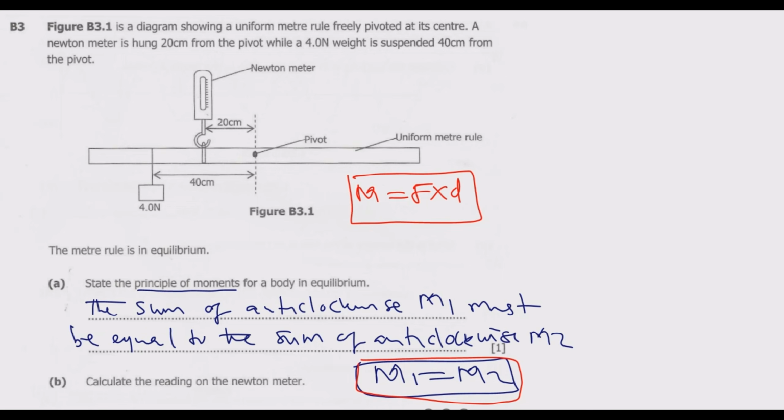Let us look at question B. Calculate the reading on the Newton meter. So now what is happening here is we have the pivot. The 4.0 Newton is acting downward.